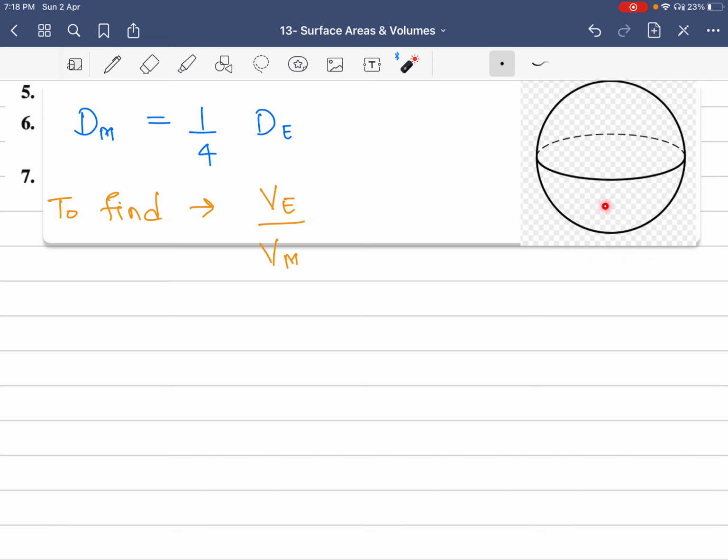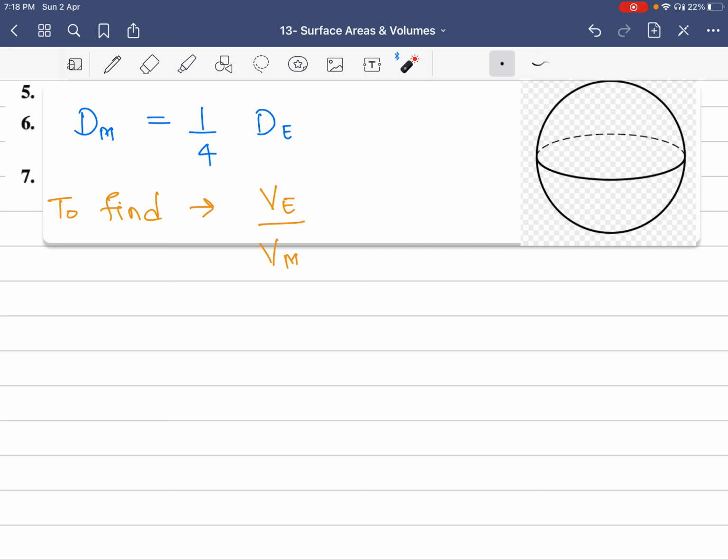The shape of the moon or the earth is roughly spherical. By the way, a very important point: it is not exactly a sphere. But for our simple calculations in mathematics, we assume that the earth or the moon is a perfect sphere, though in reality it's not. Now we have to find this fraction of volume of earth and volume of moon. However, we are not given the exact values of the radius of the earth or the moon.